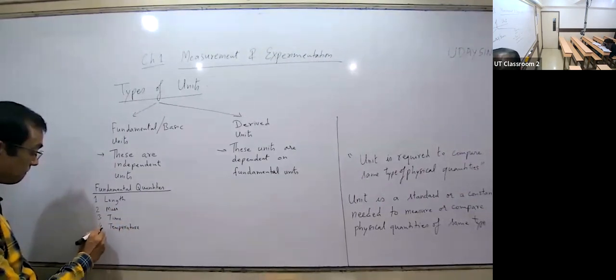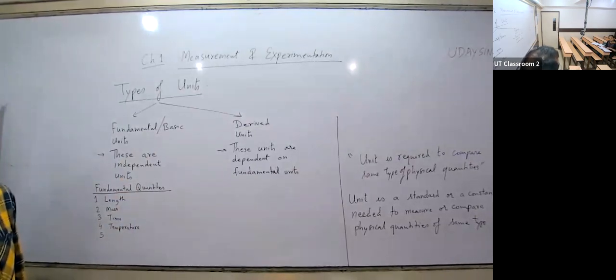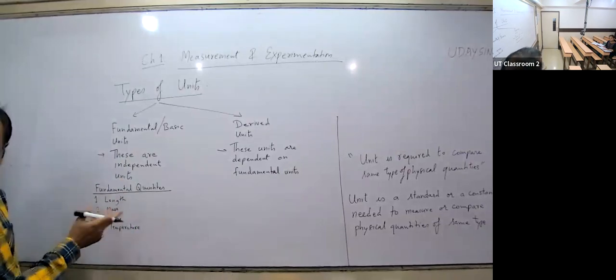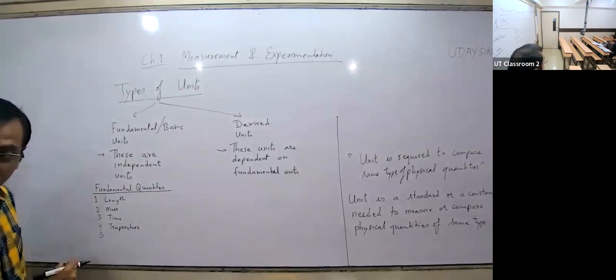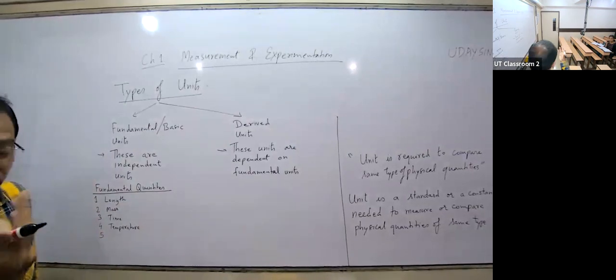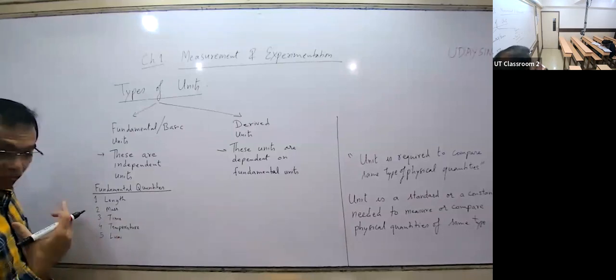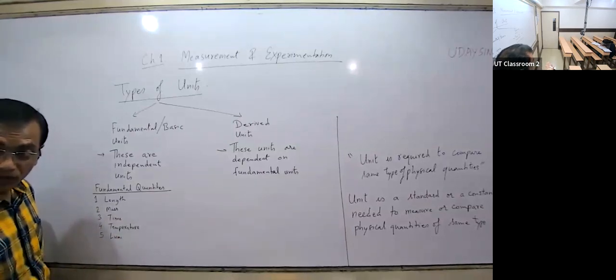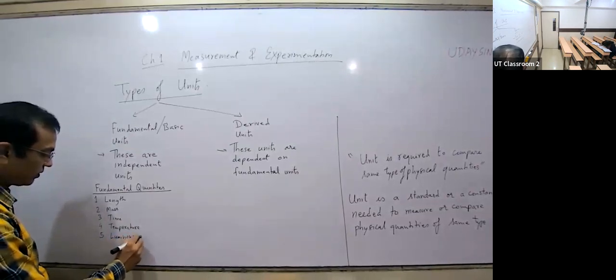Then what else? Capacity. We'll come to it. Capacity as in volume units. Okay, that's right. Because what is volume? Length into length into length. So it depends on length. Anything else? Luminous intensity. The light. A brighter light will have more lumen. Okay, that is luminous intensity.